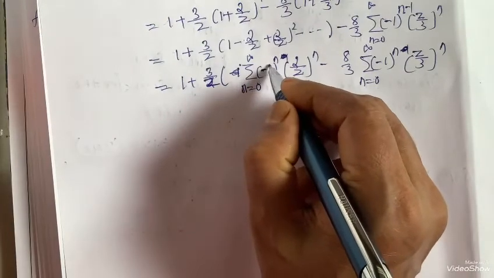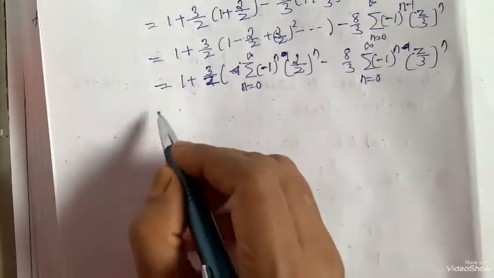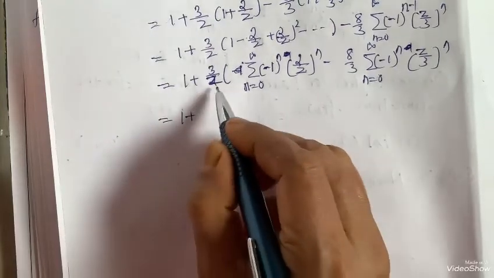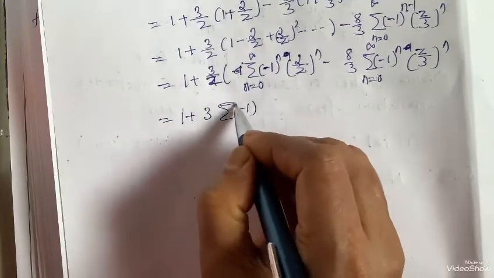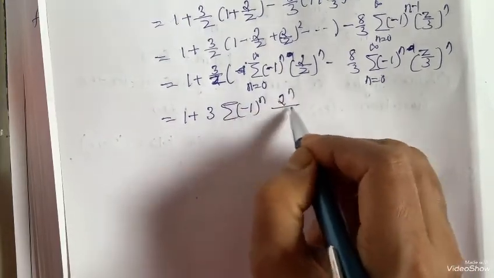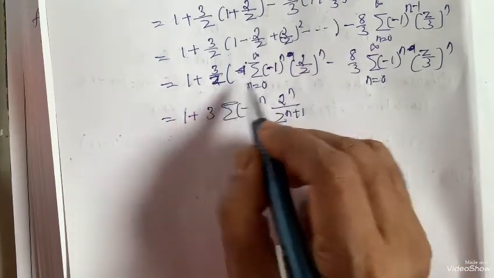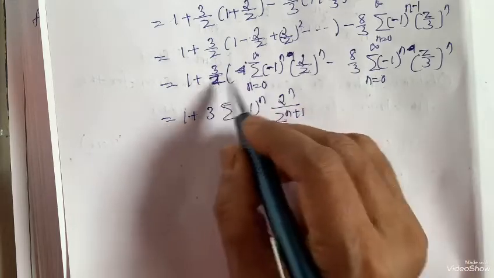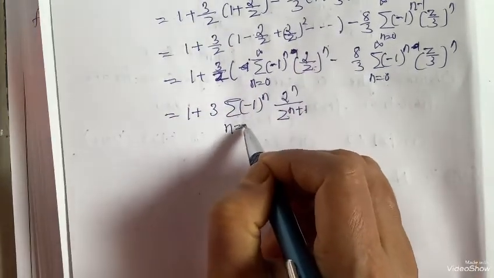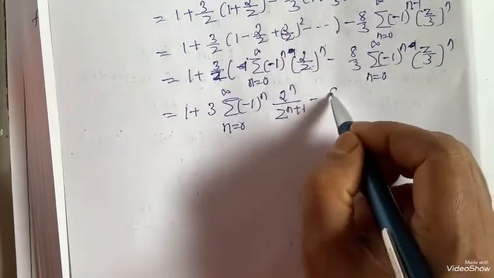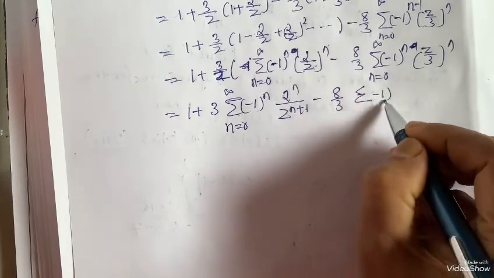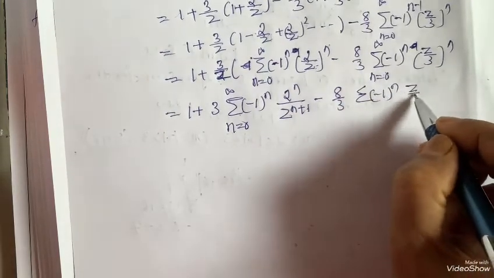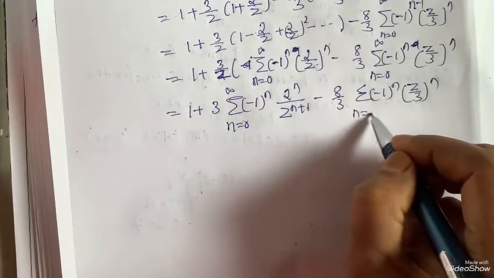So this is the series. I am writing once again: 1 plus, this z you can bring inside, writing the constant outside. Summation minus 1 raised to n, 2 raised to n, z raised to n plus 1, because 1 power z will be added here for the denominator. So it is z into z raised to n, n plus 1, n is from 0 to infinity, minus 8 by 3 summation minus 1 raised to n, z by 3 raised to n, n is from 0 to infinity. So this is the Laurent expansion.